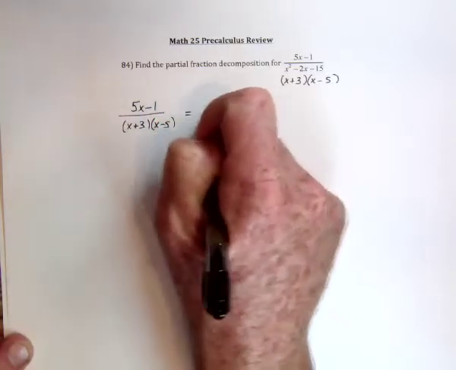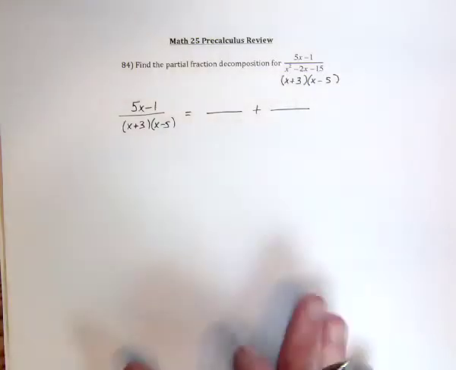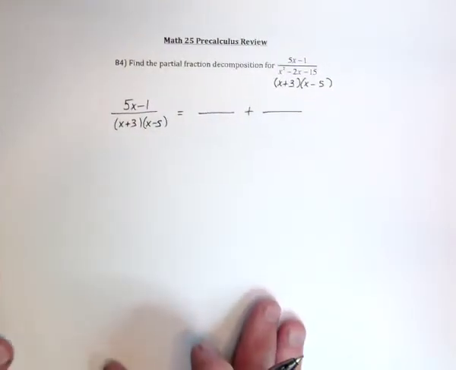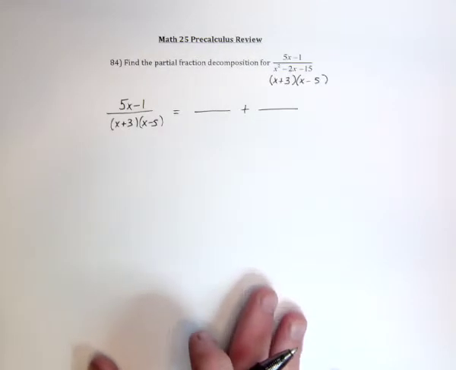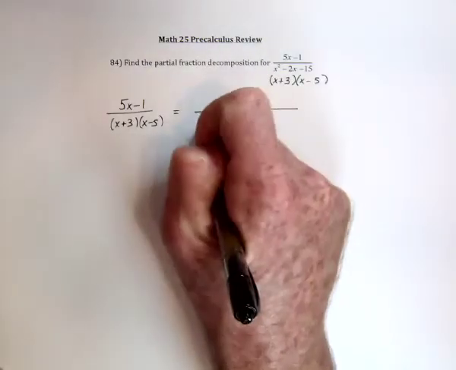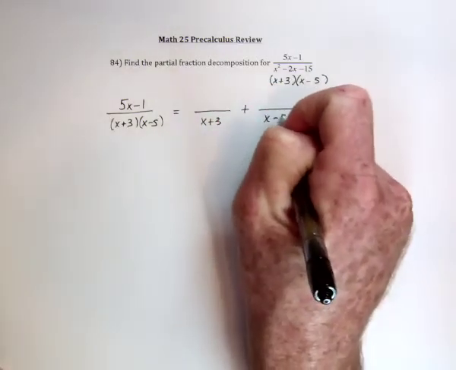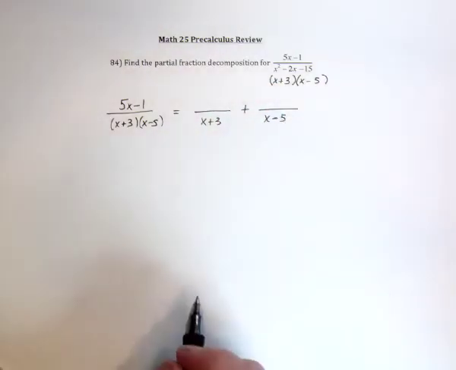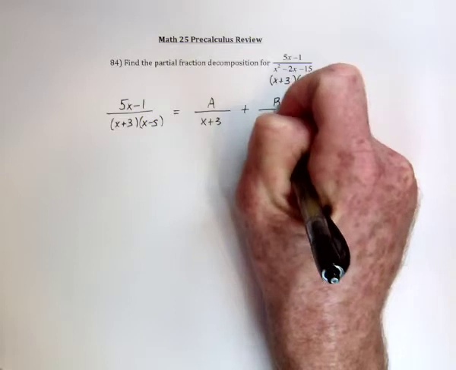And then you say that came from two fractions being added together. And the denominators are going to be x plus 3 and x minus 5. And then for the numerators, we don't know what they are, so we'll use variables. Usually capital A and capital B are used.